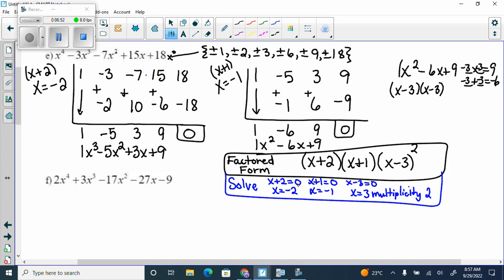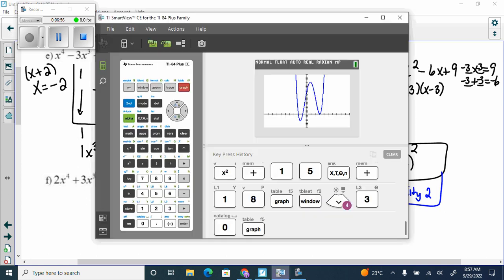That's why you're finding x-intercepts when you're setting all your factors equal to 0, because you're setting the individual y's equal to 0. So when I look here, I have one x-intercept at -2.